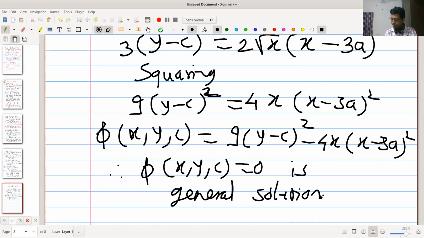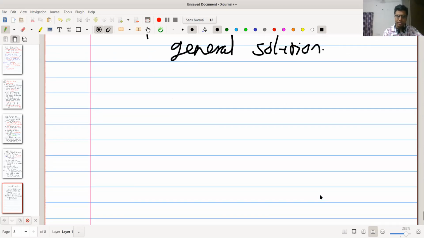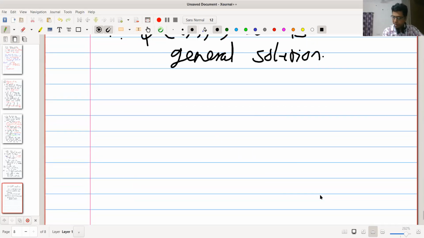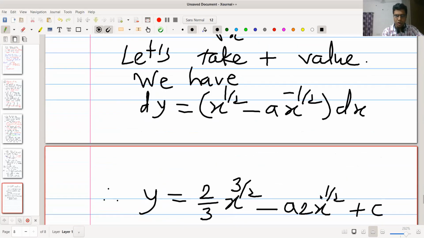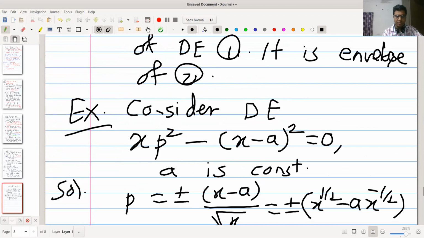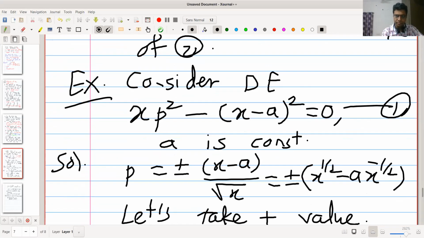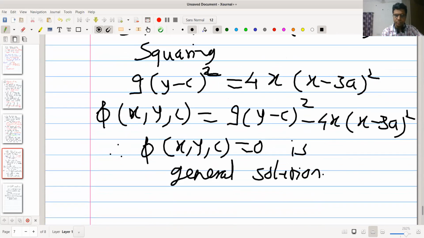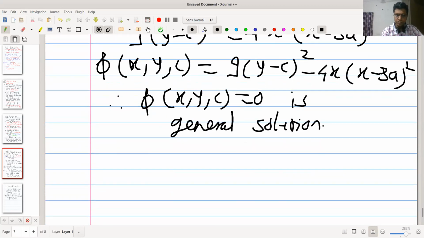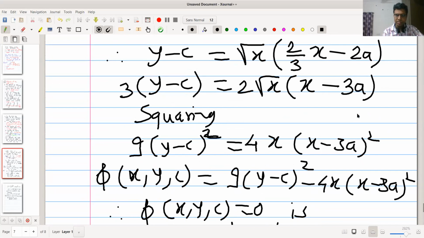Now let us find the p discriminant and c discriminant relations of this differential equation. First thing is the p discriminant. Before that, we can call the given differential equation as equation 1, and this general solution phi of x y equal to 0 as equation 2.